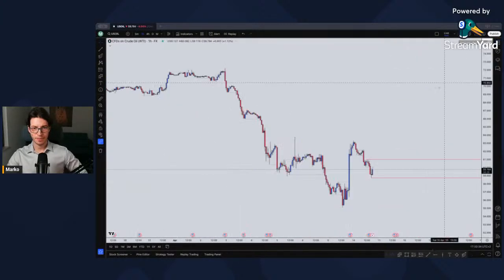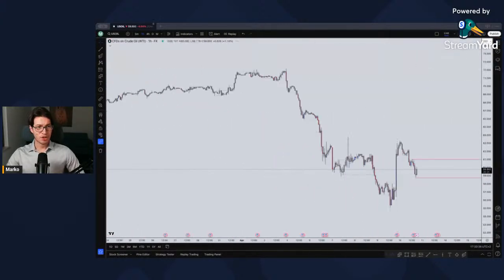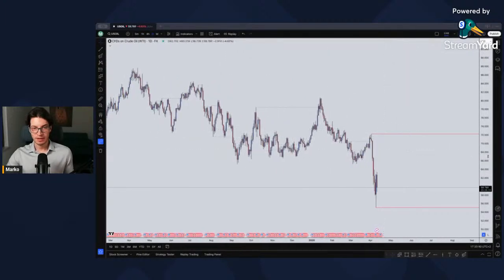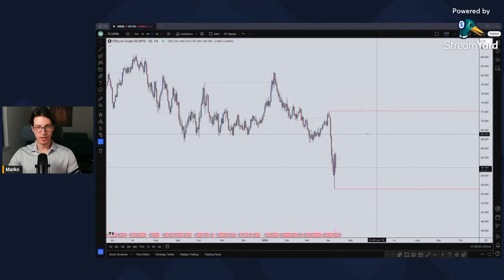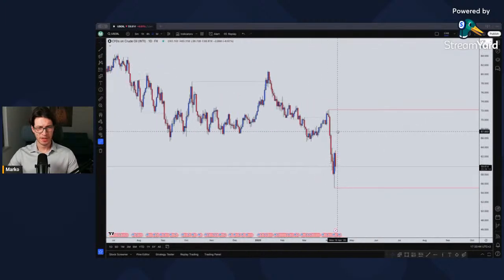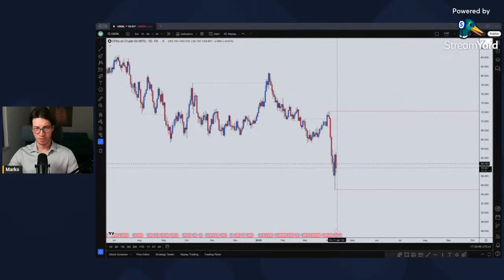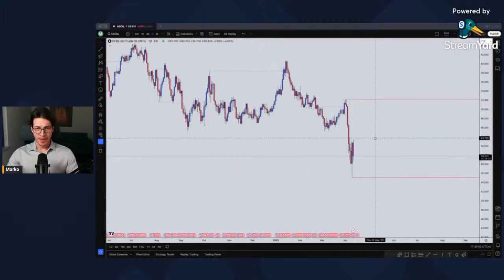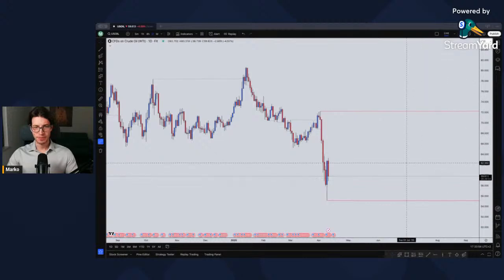US oil. As I mentioned, Trump at least stated that he wants lower oil prices. I'm not sure what he was thinking. Does he like that the oil prices are dropping this much? But he definitely got what he wanted. And this chart looks bearish as well.